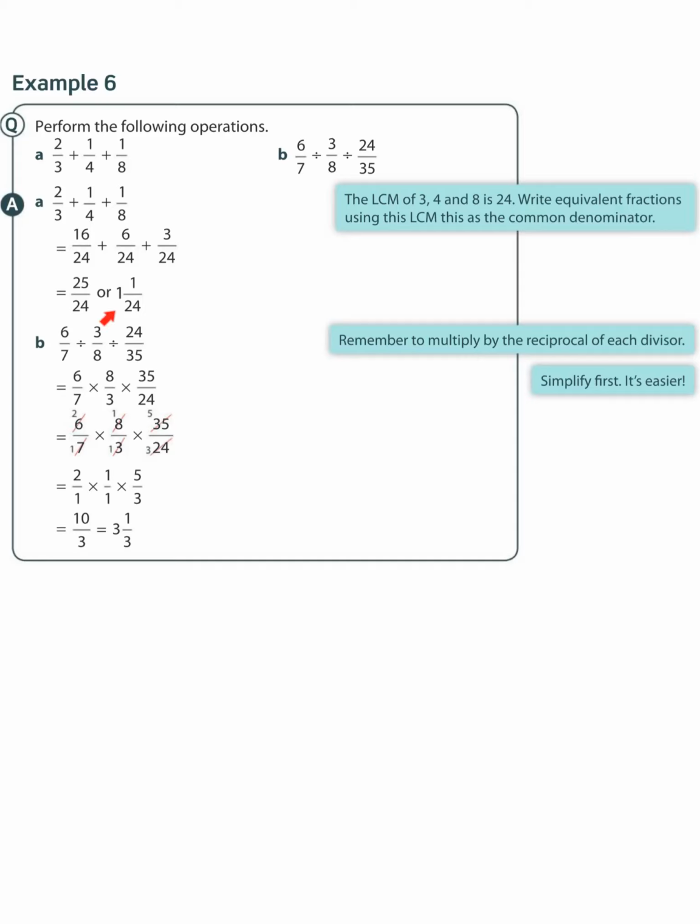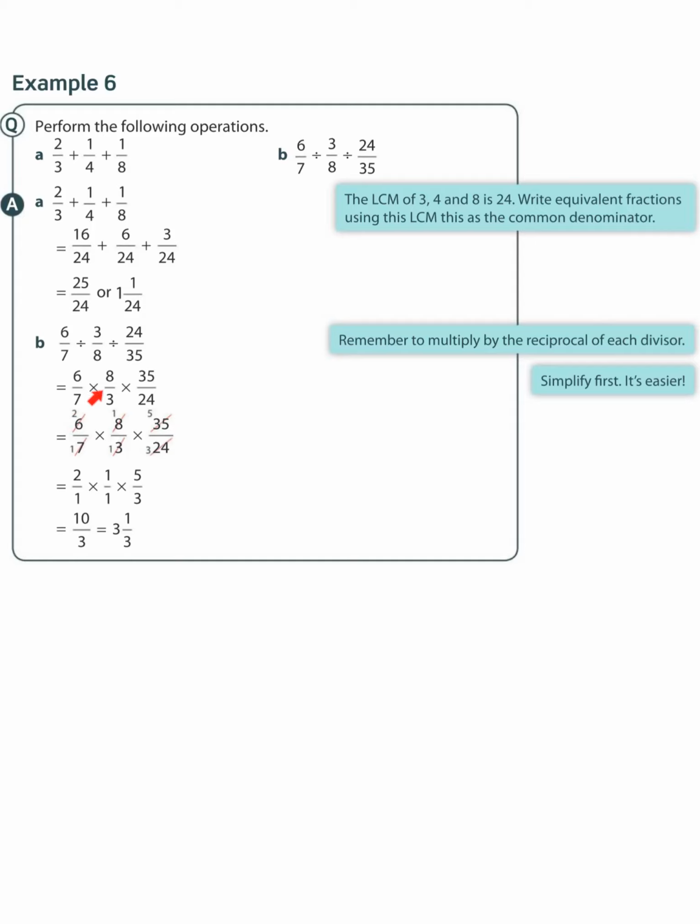Okay, now let's have a look at B. B is 6 on 7 divided by 3 on 8 divided by 24 on 35. Okay, so this has a lot in it. Let's have a look at the solution here. Now the first step is remember to multiply by the reciprocal of each divisor. Okay, so if we're dividing by 3 on 8, that's the divisor, what we need to do is change it to multiply by 8 on 3. We've flipped it upside down.